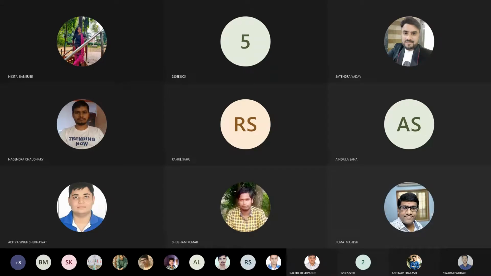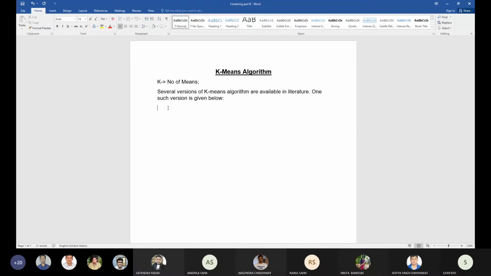This K-means algorithm is a non-hierarchical algorithm, and today we will also see a hierarchical or tree structure algorithm, called agglomerative clustering. Let me first write down the K-means algorithm, which is sometimes known as C-means. Several versions of K-means algorithms are available.